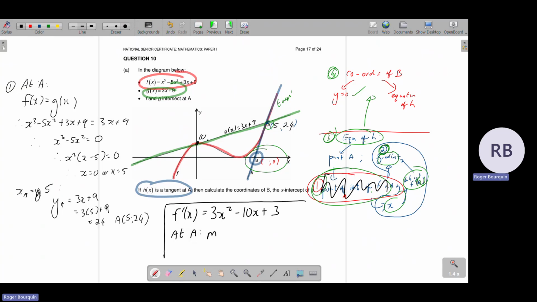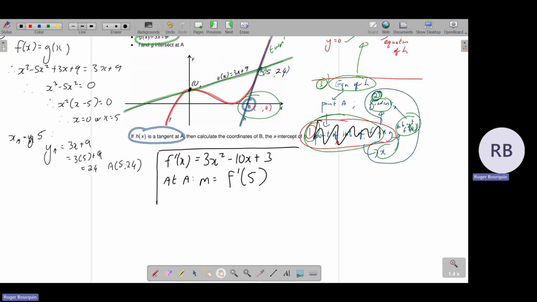Okay, at A, the gradient of the tangent is going to be f dash of 5. Sub into a derivative equation, we get the gradient at that point, which is the same thing as the gradient of the tangent at that point. So m is equal to f dash of 5. Your gradient is going to be equal to 3 times 5 squared minus 10 times 5 plus 3.